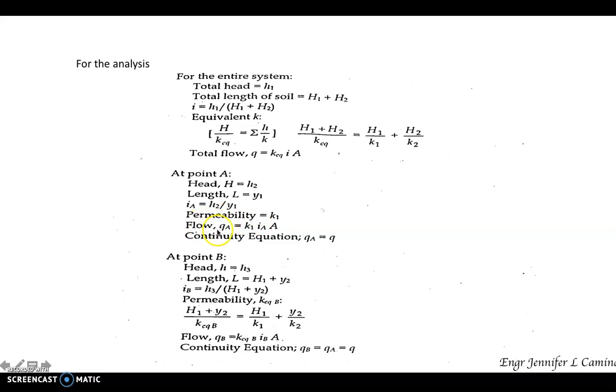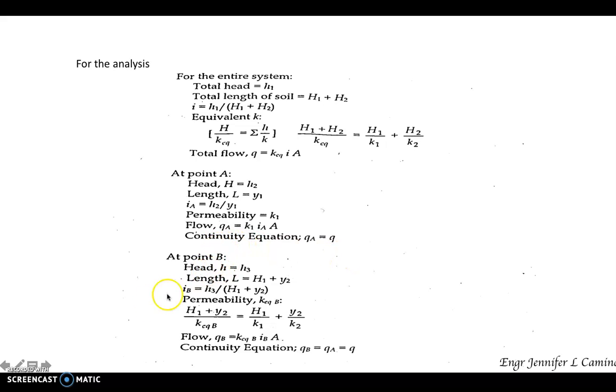Our flow, Q sub A, the flow at point A, is equal to K sub 1 times i times A. We have our K, which is K sub 1, and we substitute i, which we identified a while ago as H2 over y sub 1, times A, the area of the soil sample. Basically, the flow of water at point A is equal to the flow of water for the entire system, which has been noted by Q.